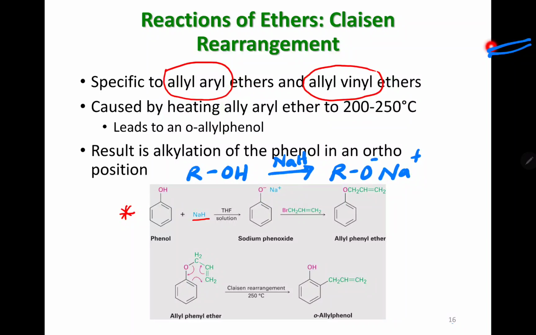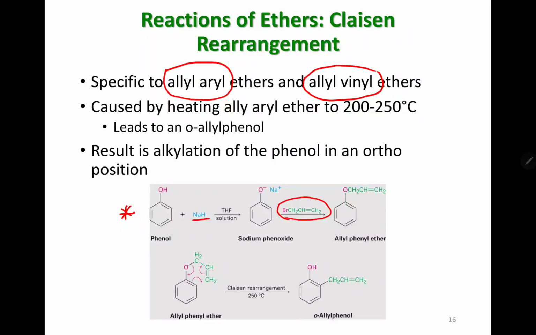So the phenol reaction with sodium hydride is just the same. You're getting a phenoxide ion instead of an alkoxide ion, very similar. All right, so then you react this phenoxide ion with an allyl halide. So in here I have this particular allyl halide, and you will have an SN2 type reaction.